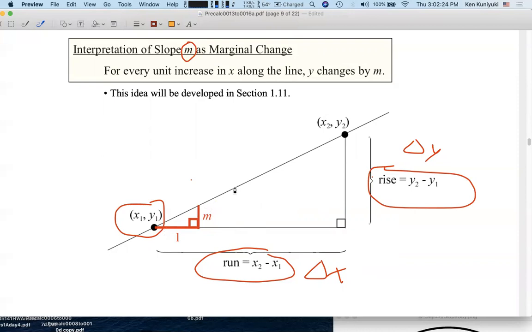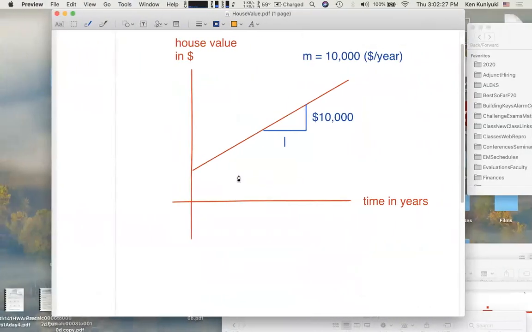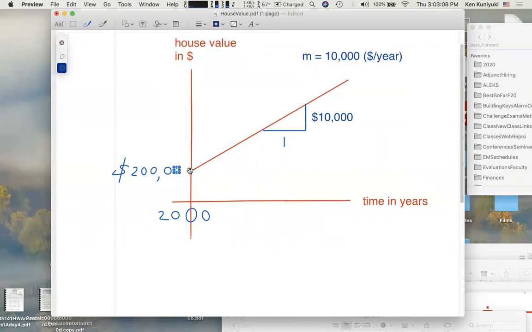So for example, and this is an application in economics, here's a linear function that expresses the house value in dollars with respect to time in years. Maybe the year 2000 corresponds to the x-axis here. And maybe the y-intercept here is at $200,000. So in the year 2000, on January 1st, 2000, the value of the house was $200,000.